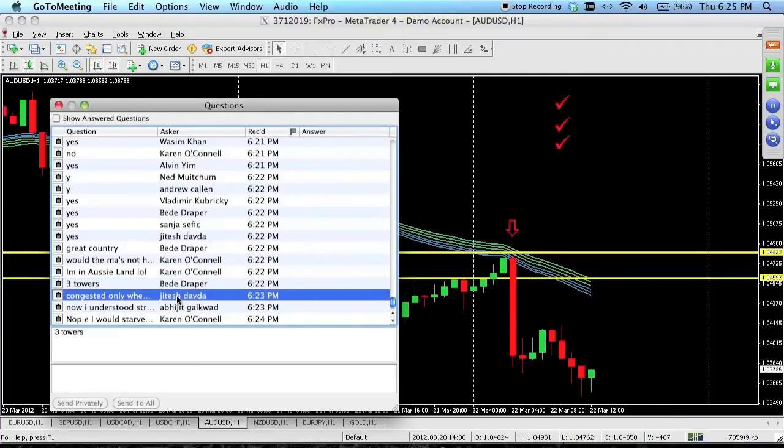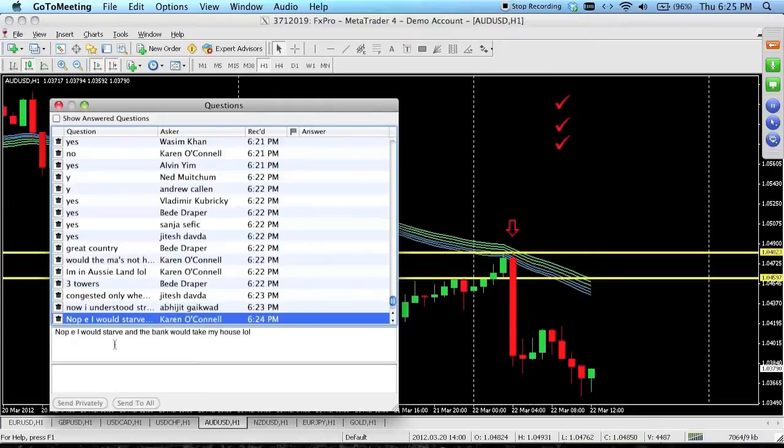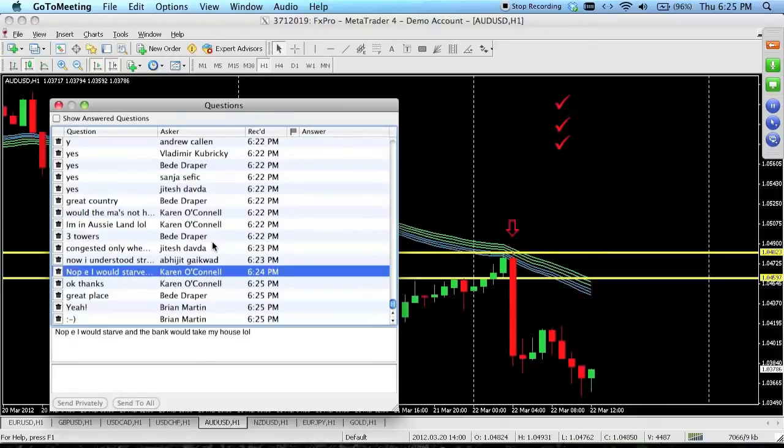Okay, B, the three towers congested only when you zoom out. Okay, we'll take a look at that. And Abhijit, now I understand the strategy. Okay, very good. Karen, nope, I would starve, and the bank would only take my house. Yeah, so $24 is not worth it.